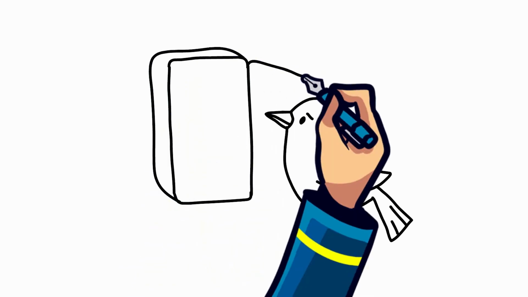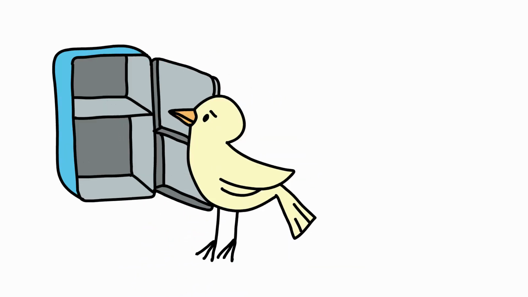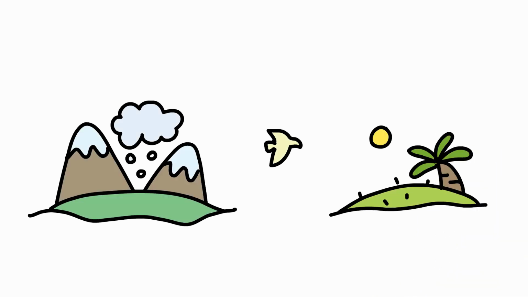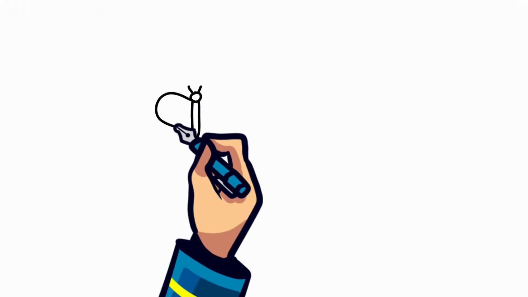This is especially true for birds who eat nectar or insects that are only present during the warmer climate. Birds relying on that food source will need to fly to a warmer location to survive. This process is known as migration, where animals travel from one region to another, typically during different seasons.